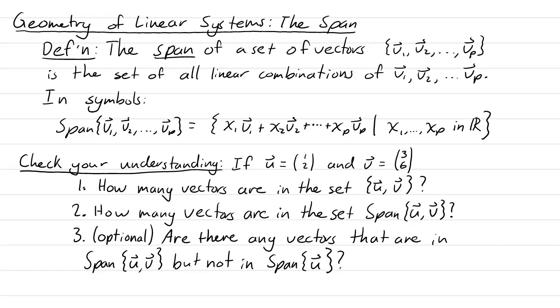So the span is the set of all linear combinations of the set of vectors. You can write it in symbols using the word span, and then curly braces around the set of vectors. In set builder notation, it is the set of all results of doing linear combinations with those vectors, where the scalars x1, x2, all the way through xp, can be any real numbers.